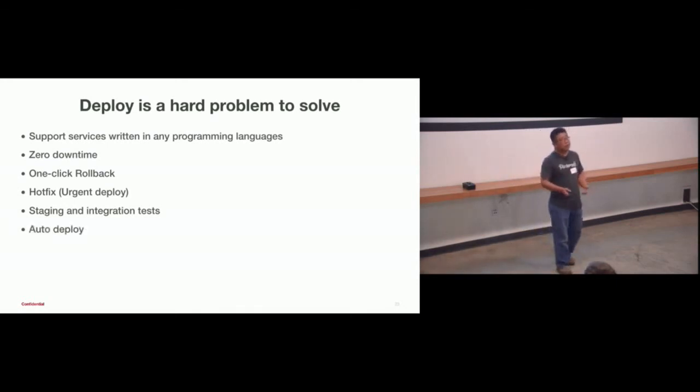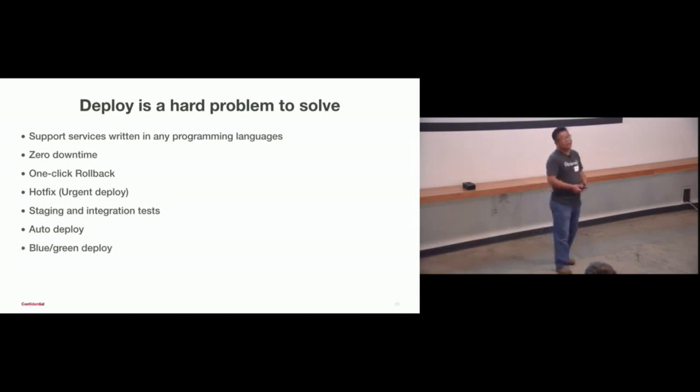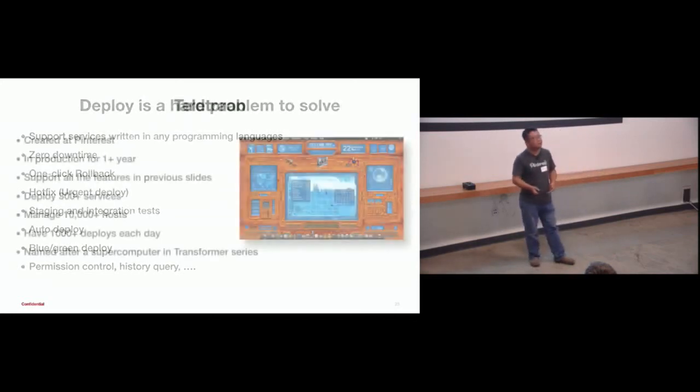We want to support auto-deploy. If it's done right, it's going to improve developer velocity in a great way. And we want to support different deploy models. And then the list just goes on and on.